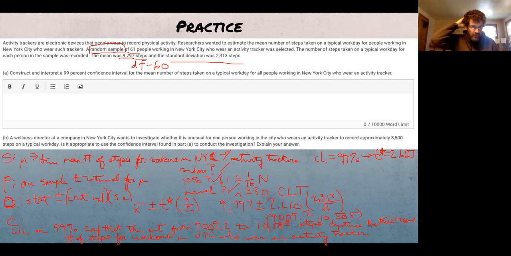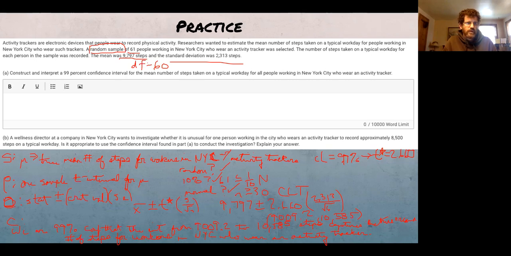We do need to specify it's only for people in New York City who wear an activity tracker because we're not sampling anyone who's not wearing an activity tracker. Okay, fun times with that. There is a part B. So let's look at that real quick.